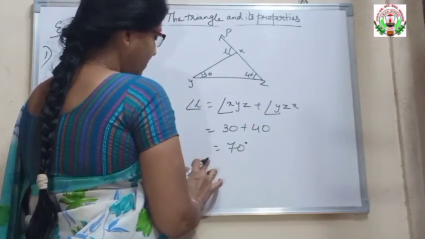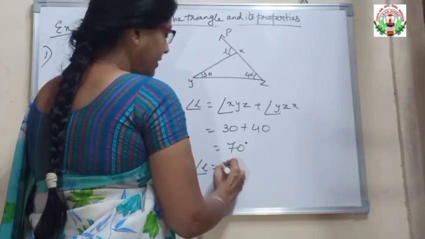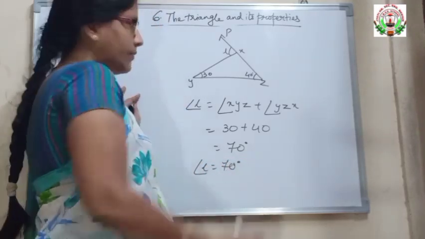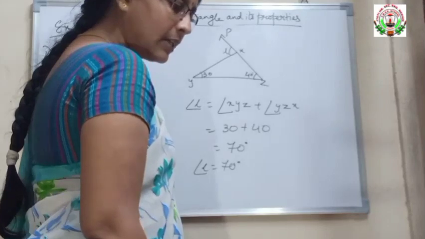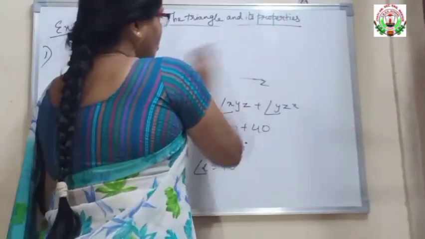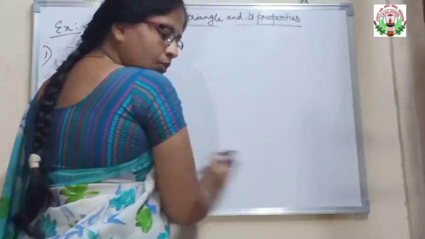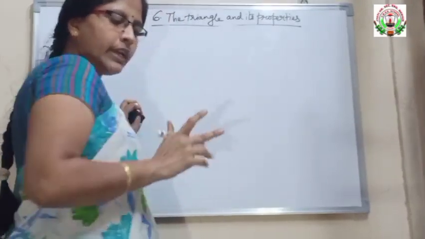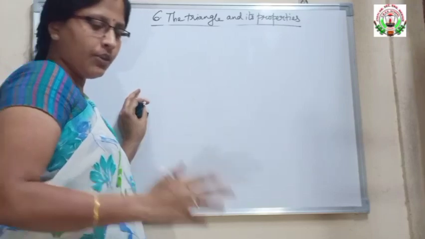So angle L is 70 degrees. This is your C part, third one. Next, one more question. Total 6 are given. I am going to do 3. Try to solve your other 3.